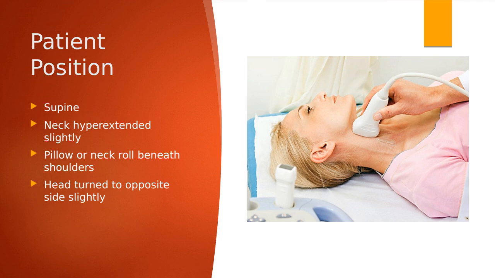Patient position, really important: supine with their neck extended. You want that neck up. So if you have a patient with a really short, wide neck, put a pillow or a towel underneath their shoulders so that their head goes back even further. And you also want their chin turned opposite of the side that you are scanning on.